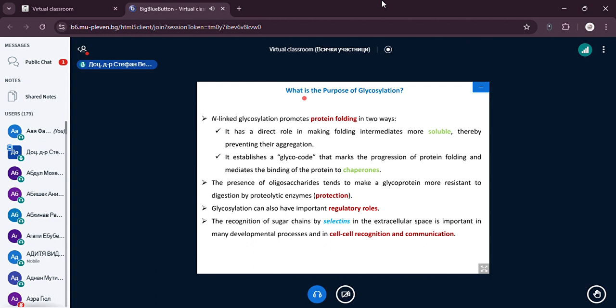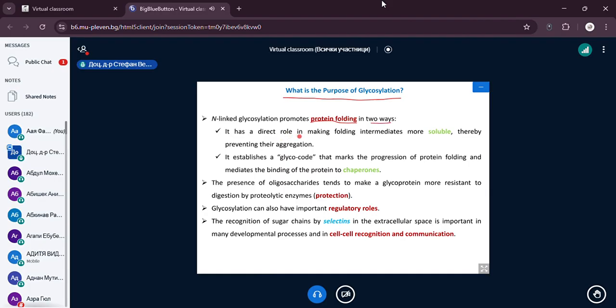And here comes the question: what is the purpose of glycosylation? Why do we need this to happen to the proteins? Well, there are several reasons, and probably we'll find more in the future with the advancement of the understanding about this process. First, asparagine-linked glycosylation promotes protein folding in two ways.